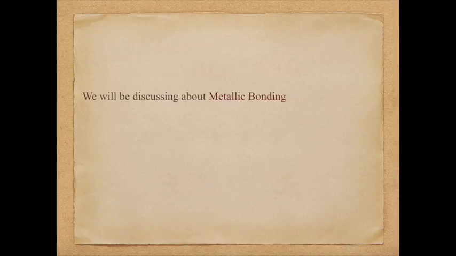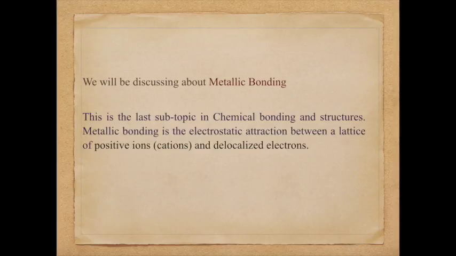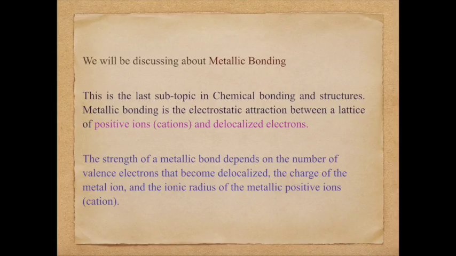We will be discussing metallic bonding. This is the last subtopic in chemical bonding and structures. Metallic bonding is the electrostatic attraction between a lattice of positive ions, cations, and the delocalized electrons. The strength of a metallic bond depends on the number of valence electrons that become delocalized, the charge of the metal ion, and the ionic radius of the metallic positive ion, the cation.